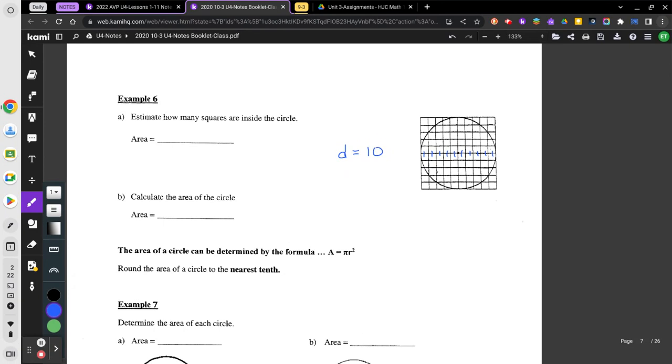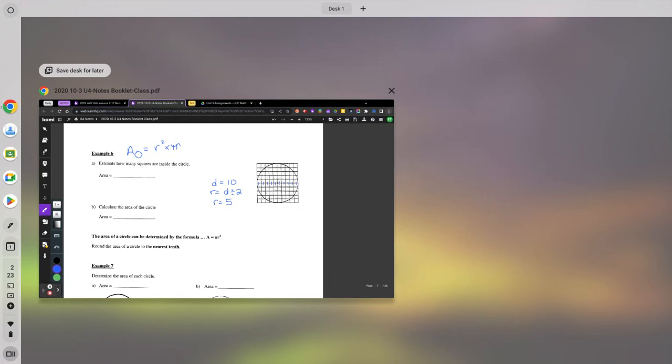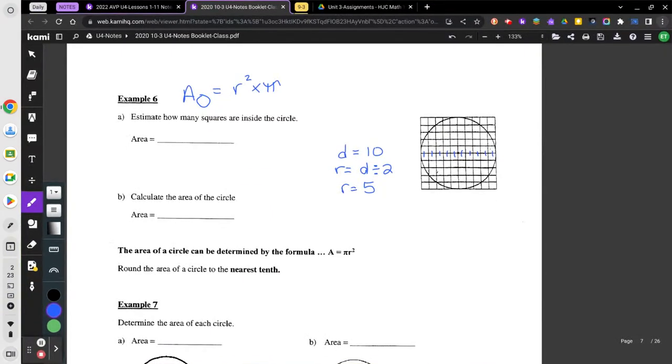For circles, we take the radius and square it times pi. So now I need radius. The radius is diameter divided by 2. So my radius would be 5. So since my radius is 5 units, area of a circle is radius squared times pi. That's how we have to put it in our calculator. You'll see it on formula sheets as pi r squared, but in the calculator, you got to put the r squared in first.